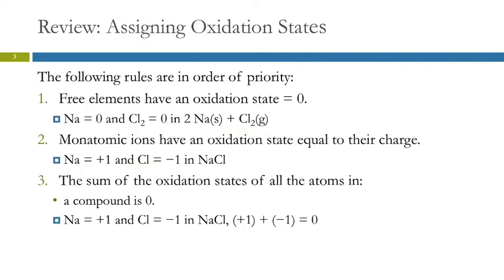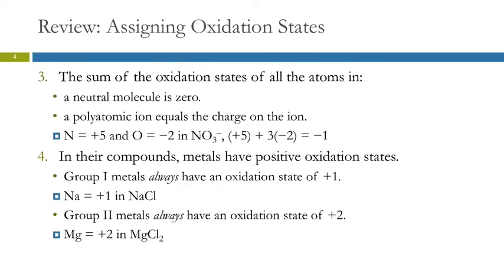So, reviewing oxidation states. Free elements are going to have an oxidation state of 0. Monatomic ions have an oxidation state equal to their charge. The sum of the oxidation states of all atoms in a compound is 0. In a neutral molecule, it's 0. In a polyatomic ion, it's going to equal the charge on the ion. Oxidation states are like charges, but they are not charges.